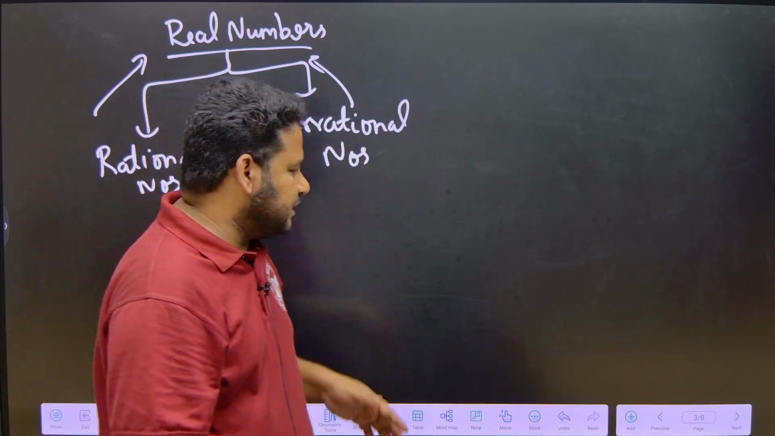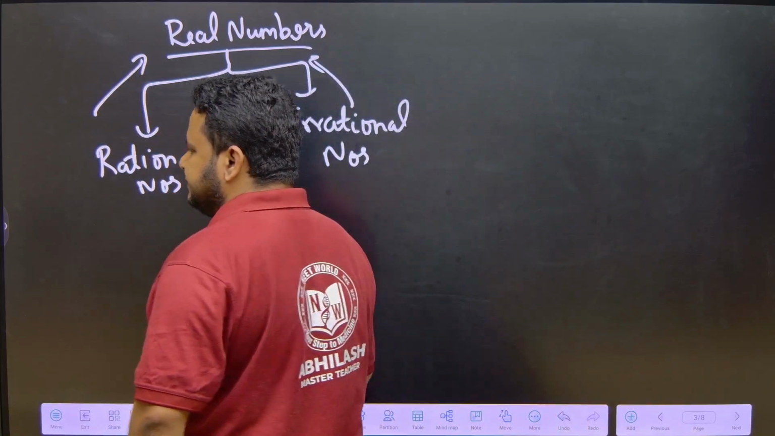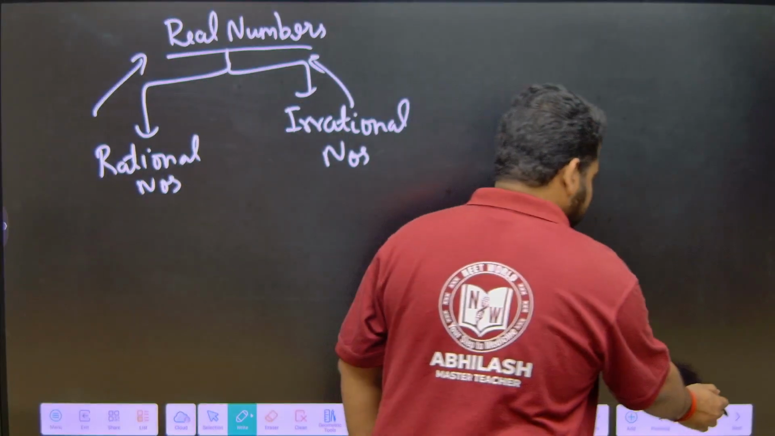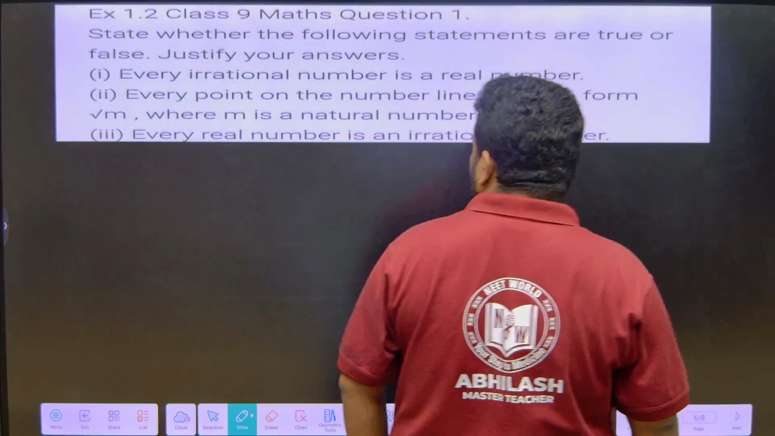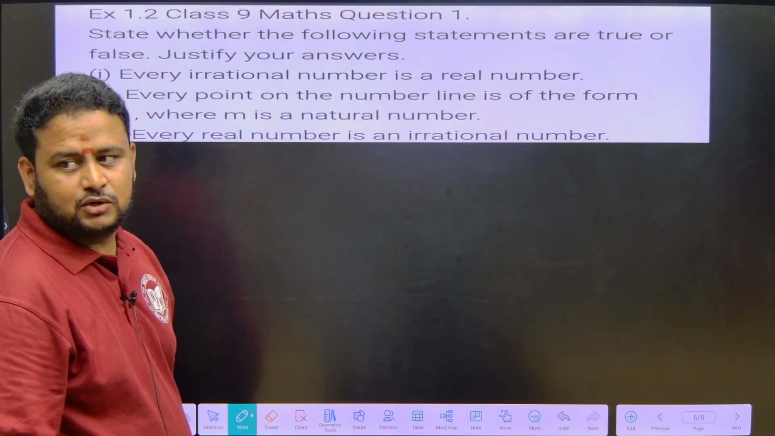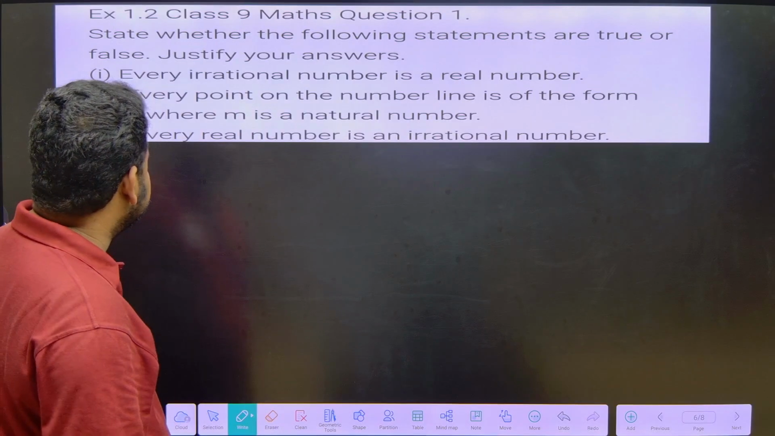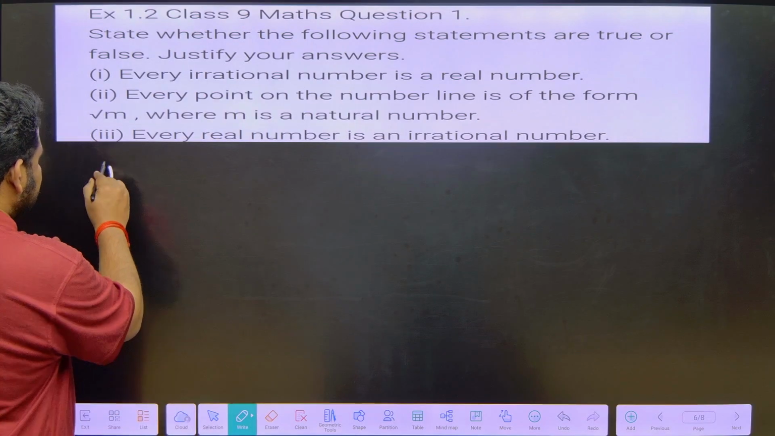Okay. Now, based on this understanding, let us solve some questions which are given in your exercise, that is exercise 1.2. Look at the exercise. They have given, state whether the following statements are true or false. Justify your answers. The first question is: every irrational number is a real number.